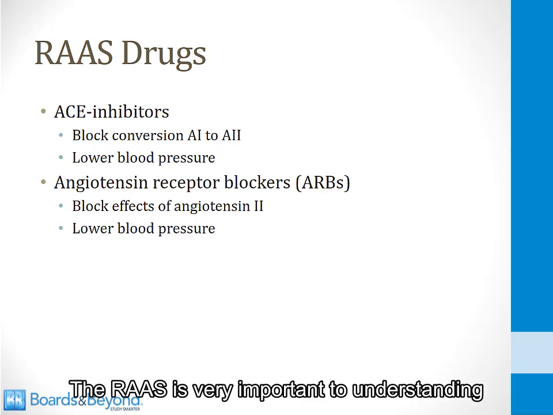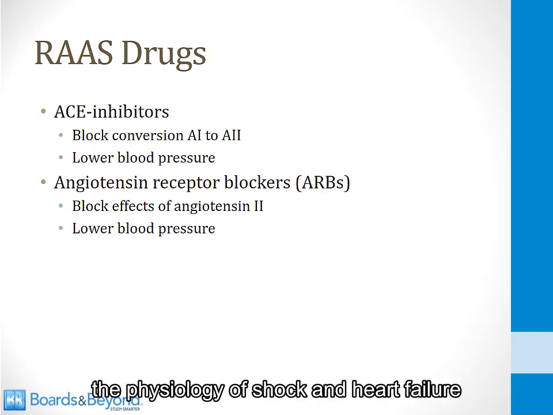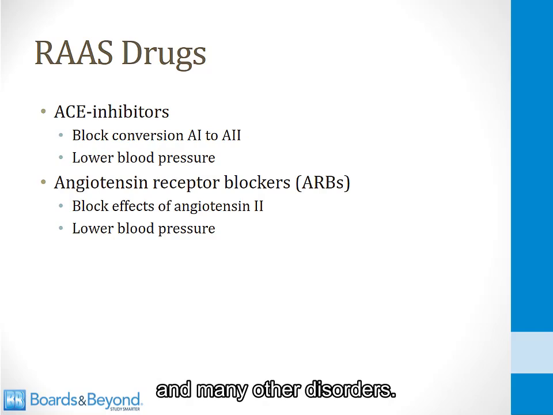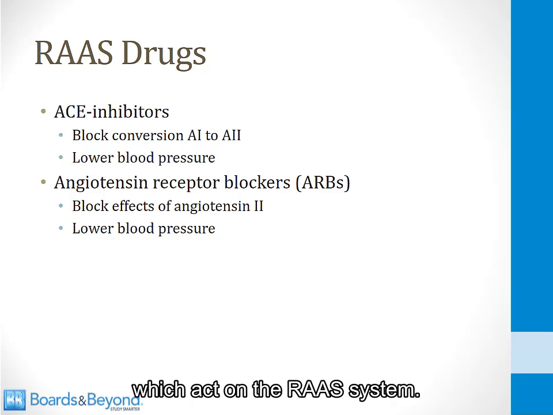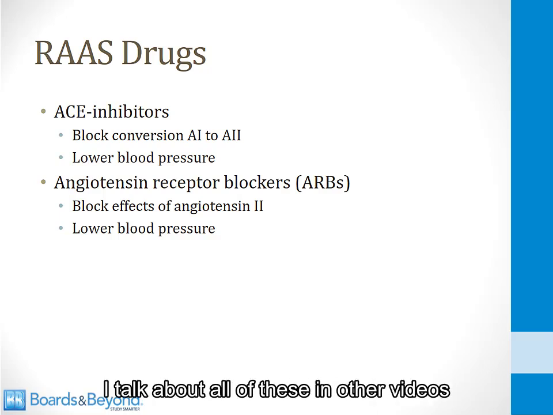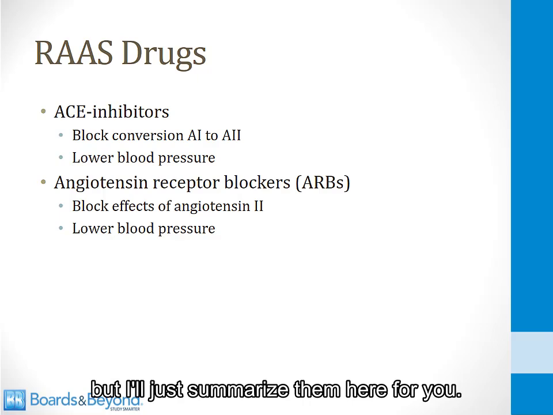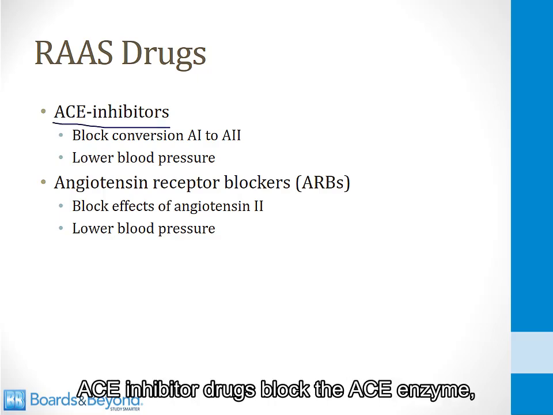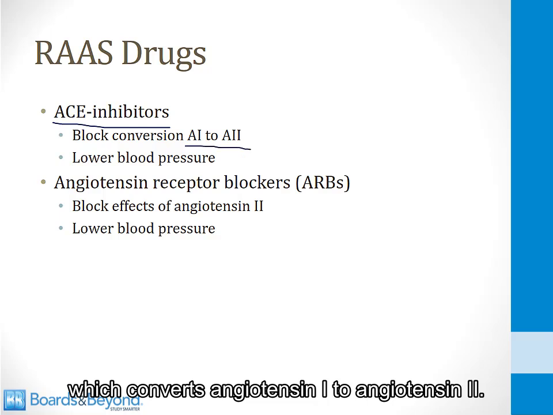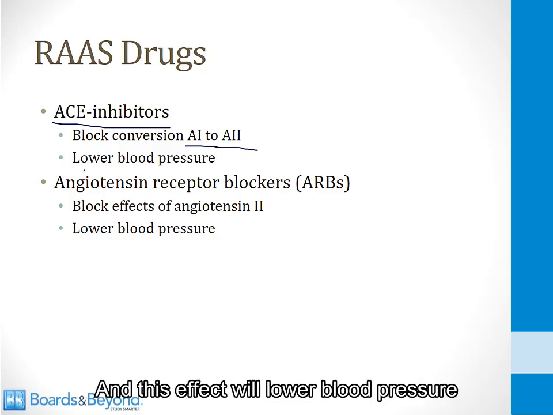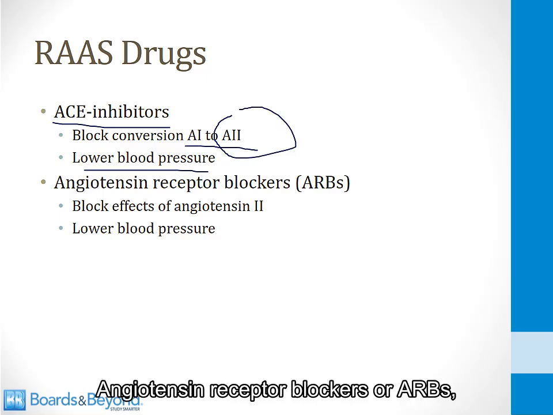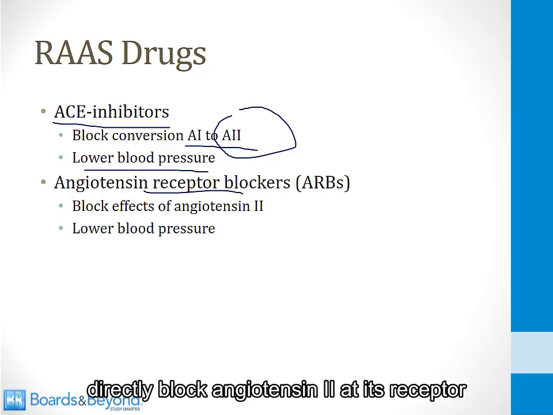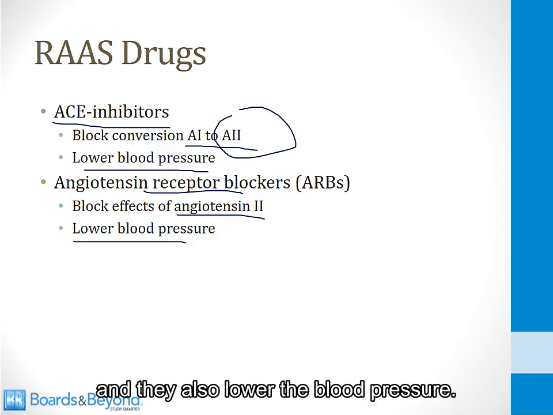The RAS is very important to understanding the physiology of shock and heart failure and many other disorders. It's also important because there are lots of drugs which act on the RAS system. I talk about all of these in other videos, but I'll just summarize them here for you. ACE inhibitor drugs block the ACE enzyme, which converts angiotensin I to angiotensin II, and this effect will lower blood pressure because there'll be less activity of A2. Angiotensin receptor blockers, or ARBs, directly block angiotensin II at its receptor, and they also lower the blood pressure.